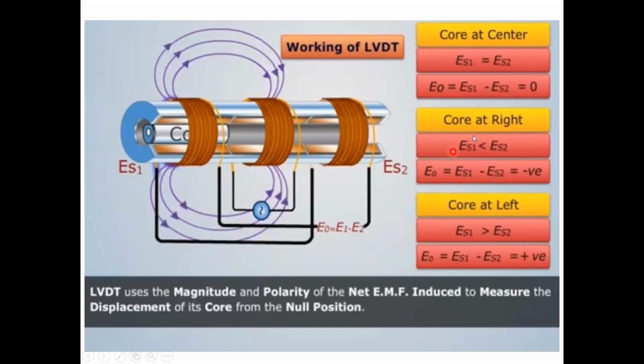In the second case, if the core is moved to the right side, that means towards the secondary winding S2, more magnetic flux is cut in this case.